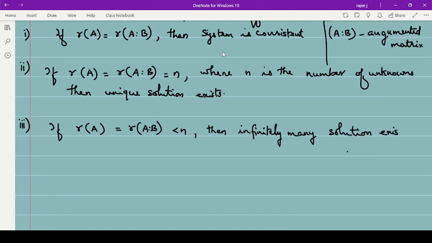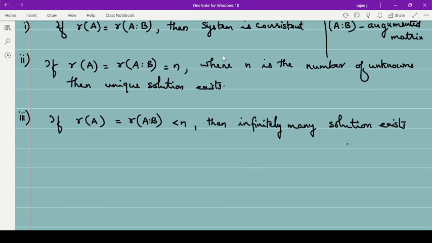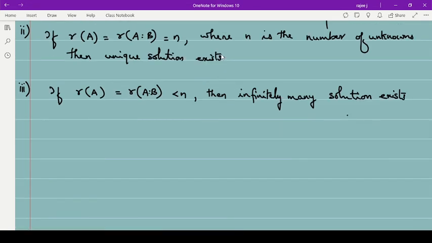That means you will have infinitely many values, expressed in terms of n minus r, where n is the number of unknowns and r is the rank. N minus r arbitrary constants. I will explain this while doing the problem.